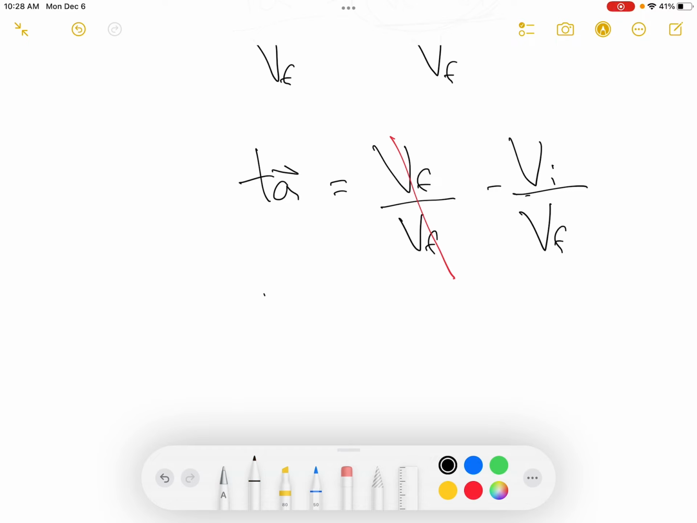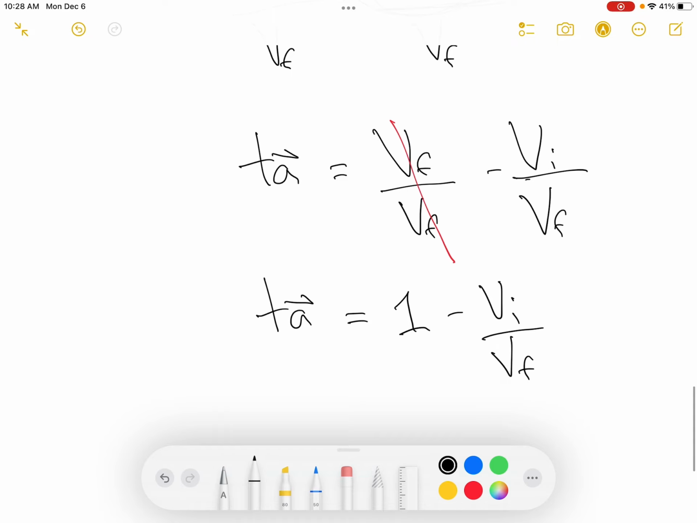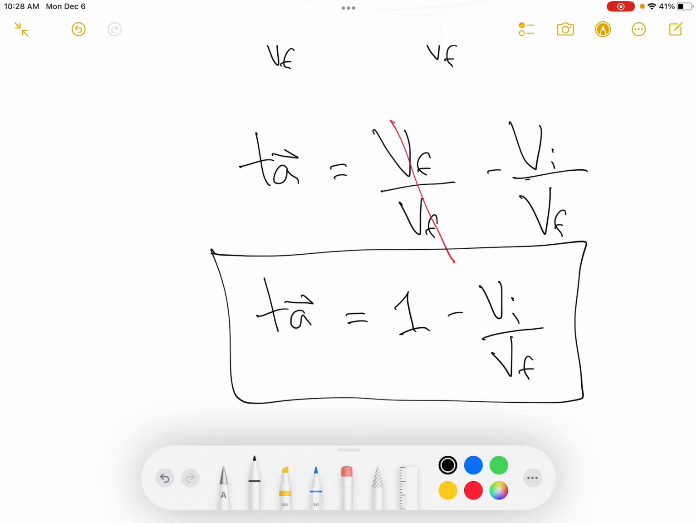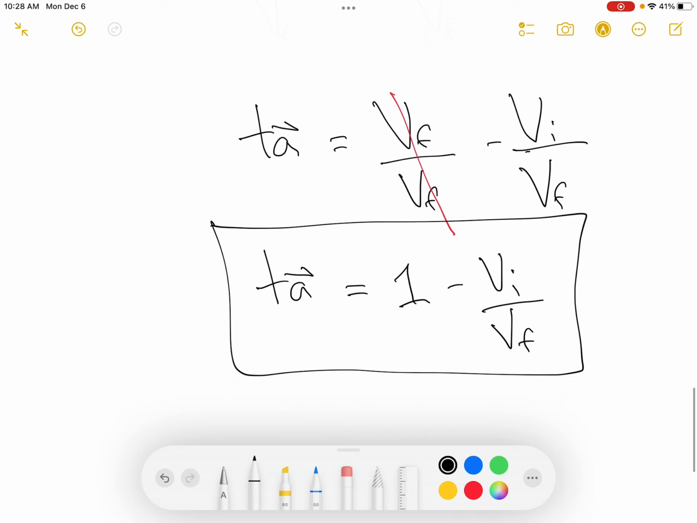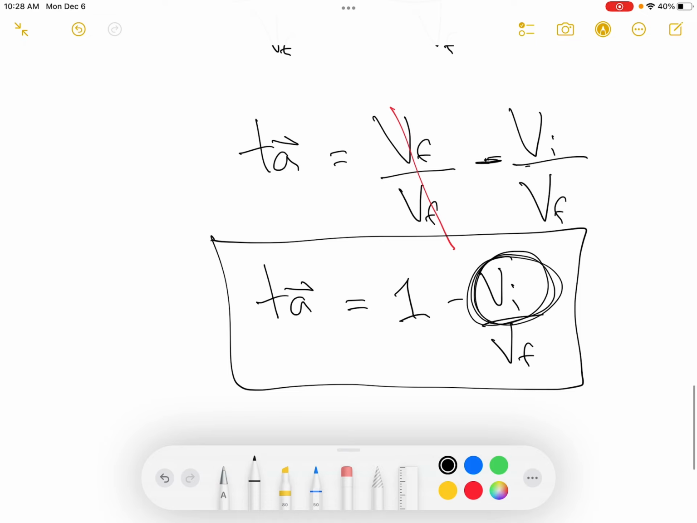This does work. It just doesn't necessarily get us any closer to our goals. Vf divided by Vf is 1, and now we have minus Vi divided by Vf. And so it is true that these two sides are in fact equal. It just doesn't get us any closer to having that initial velocity on its own.